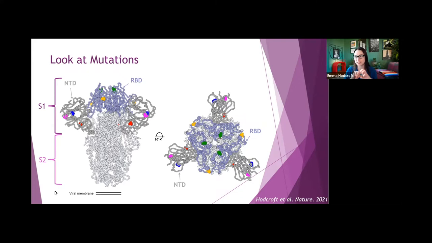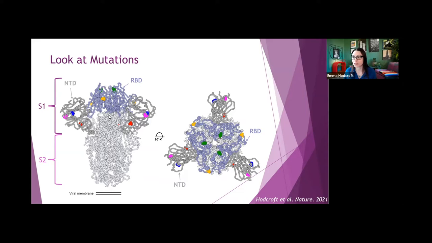And some of the regions where mutations have been identified that seem to be very important are the S1, S2 boundary, and then the receptor binding domain here at the top. That's the part that actually attaches to cells and is also a really important epitope, so important for our immune recognition. And then the N-terminal domain, this kind of shoulder part, is also really important for immune recognition. And these are often the areas where we've seen mutations associated with changes in virus behavior.